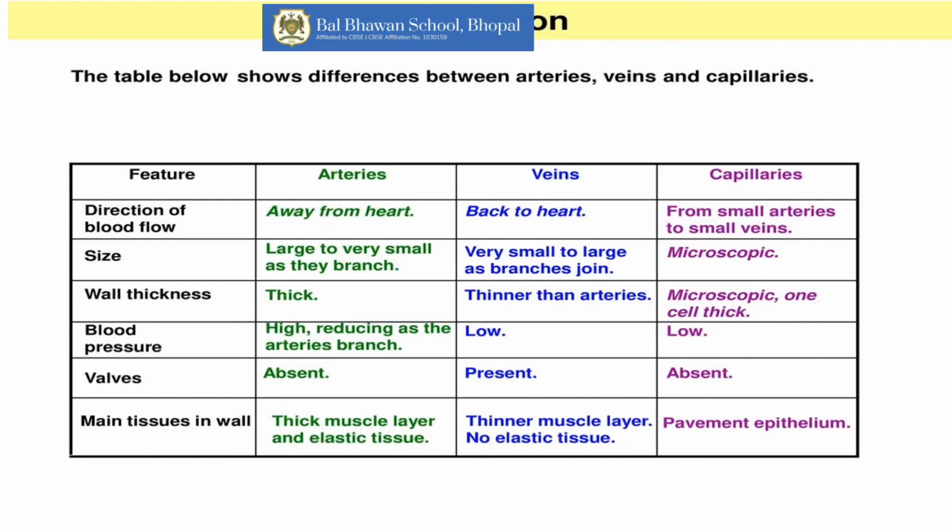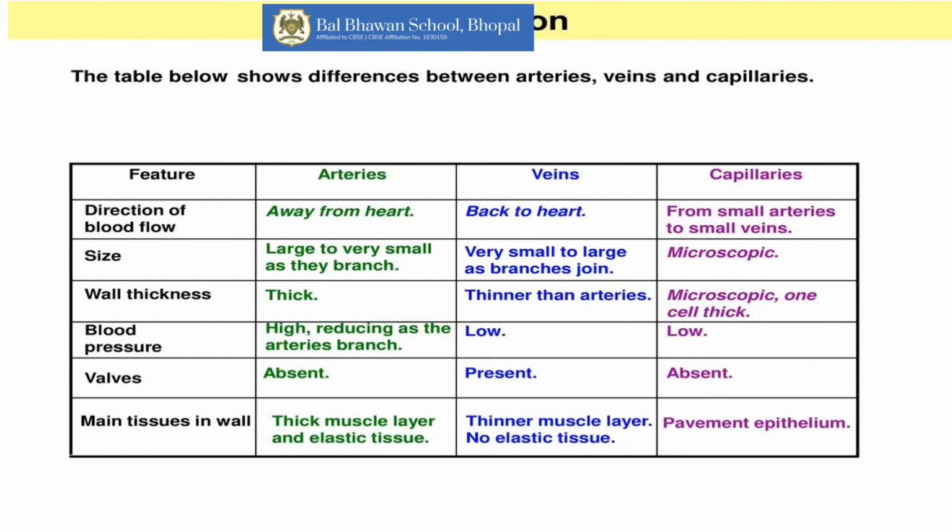Coming to the thickness, arteries are thick-walled. Veins are thinner than arteries. Capillaries are very thin. Blood pressure is maximum or high in arteries. In veins, it is low. In capillaries, it is even lower than veins. When we talk about walls, arteries do not have walls. Veins have walls, whereas in capillaries also walls are absent. Coming to the tissues found in the wall, arteries have thick muscle and a lot of elastic tissue, whereas in veins and capillaries elastic tissues are not formed.